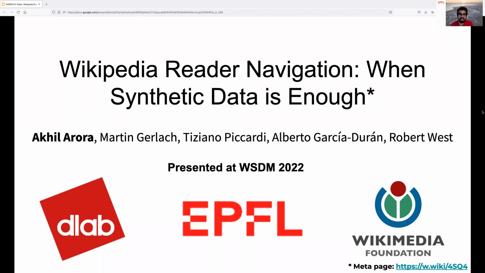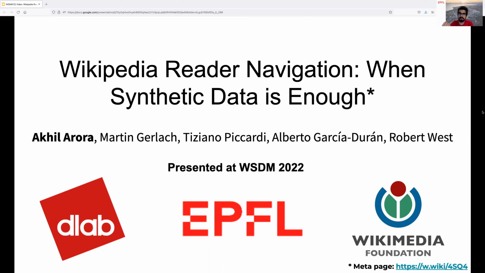Hi everyone, my name is Akhil Arora and I am a PhD student affiliated with the Data Science Lab at EPFL in Switzerland. Today I'm going to talk to you about how well and under what scenarios can we approximate Wikipedia reader navigation behavior using synthetic data generated from publicly available sources.